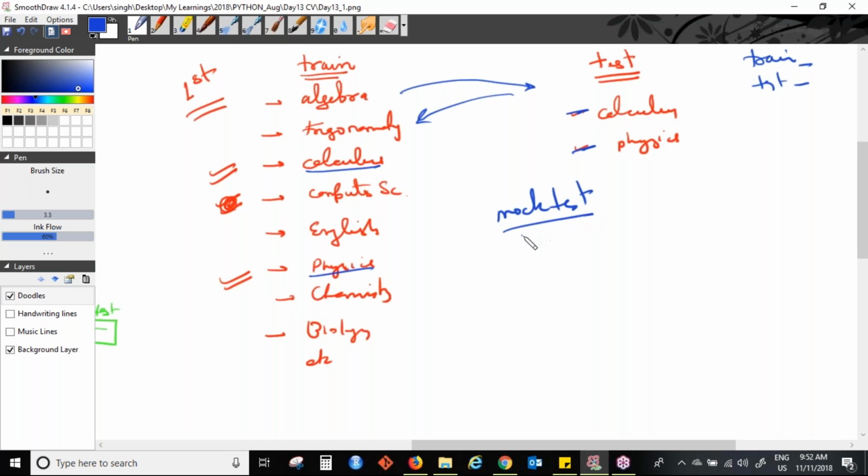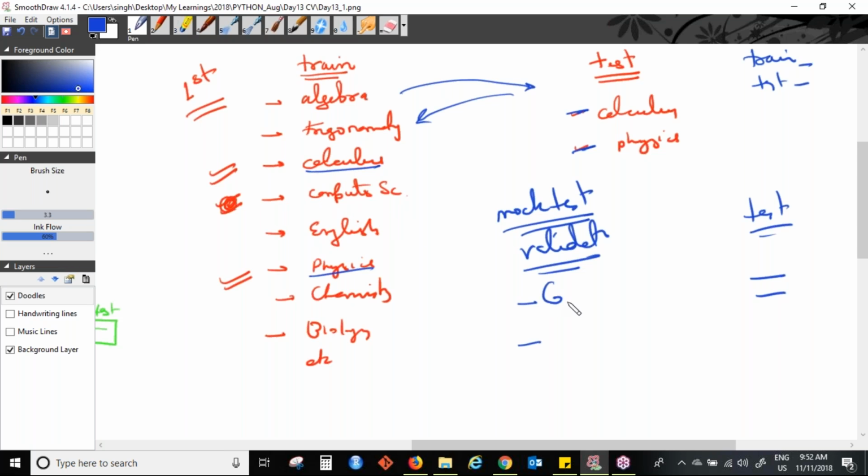We will prepare a mock test which we will call validation, the validation data, and that will also have some subjects. And we will have some test also finally. So we don't know what is going to come here. We will prepare some validation data, and similarly we will take some random data points from here.